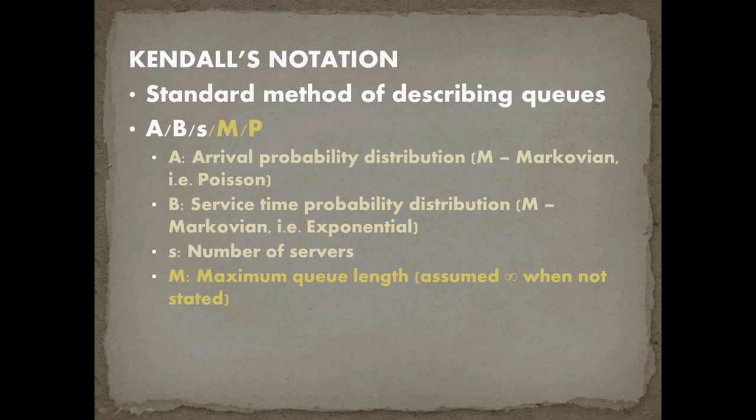Now our fifth element is P, and P is the population size. So if I'm modeling aircraft and I only have 20 aircraft, if 3 of them are awaiting maintenance and 1 is in maintenance, my arrival rate is going to change because now I'm only flying 16 aircraft, so only those 16 are possibly going to come in. And so our analytic models can be adapted to handle small population sizes. Again, if it's not shown, it's assumed to be infinity.